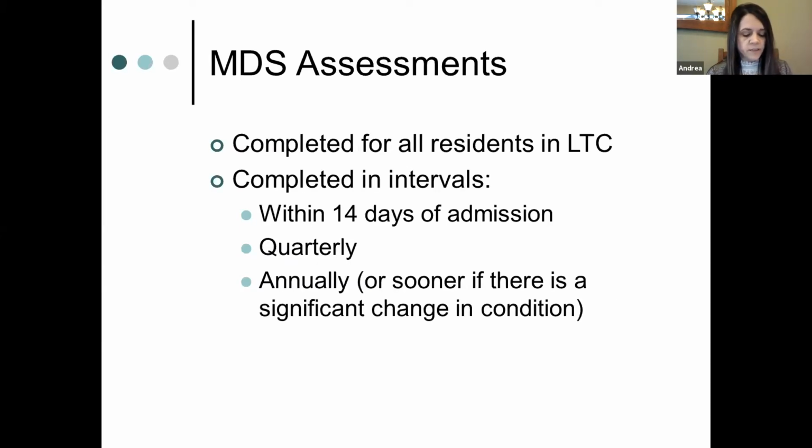The MDS assessment tool is completed for all residents in certified long-term care facilities. These assessments are completed by various team members of the interdisciplinary team and are used for resident care planning, Medicare payments, and monitoring quality of care. The assessments are completed within 14 days of admission and every 3 months or more often, depending on circumstances like skilled care or if there's a significant change in a resident's status. The information entered by each discipline is transmitted electronically then to the appropriate state MDS database.